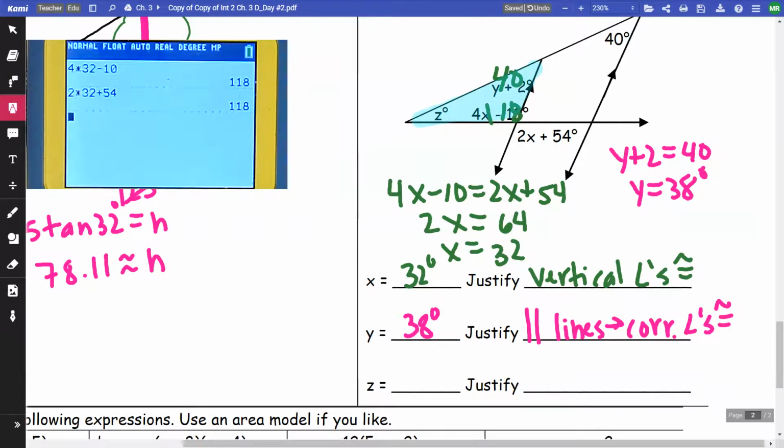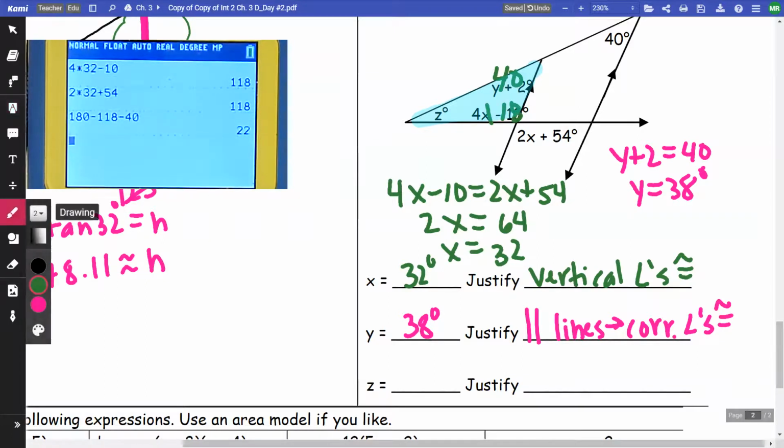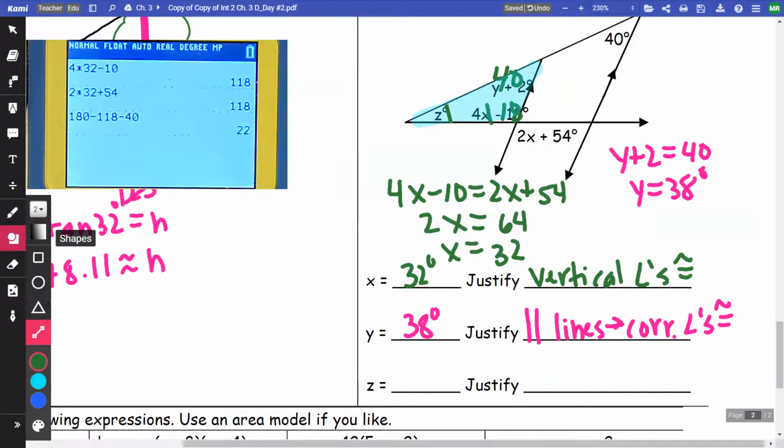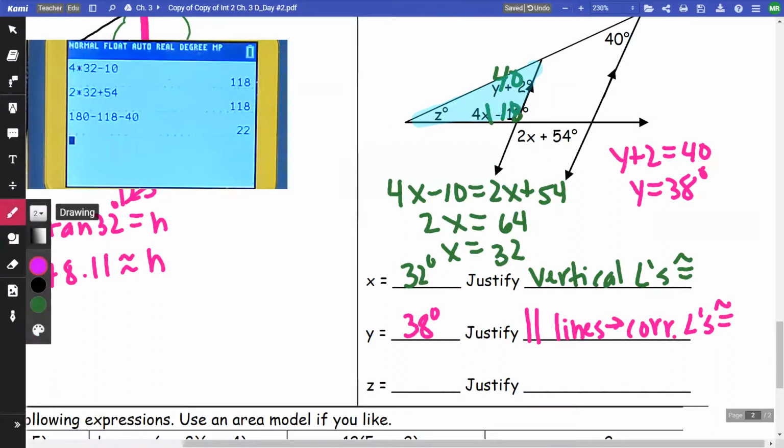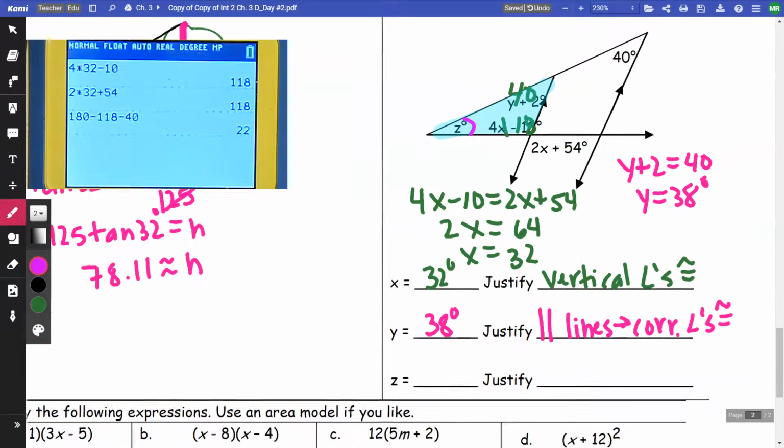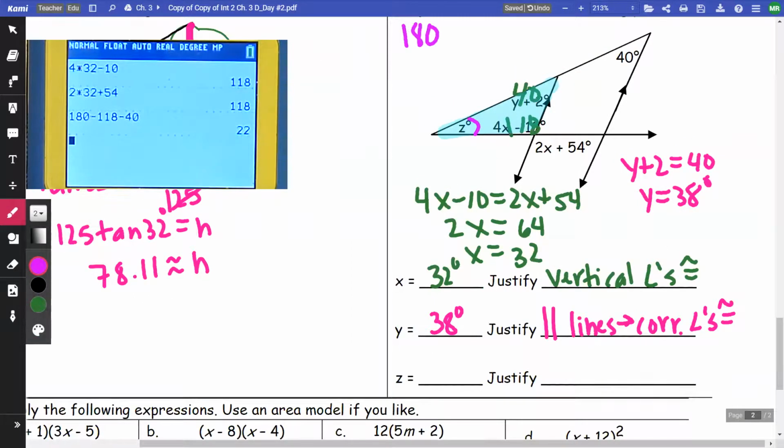So now when I'm looking here, I have a triangle, and I know the angles in a triangle add up to 180. So I'm going to take 180 minus 118 minus 40, and I'm going to get 22 degrees. For this angle here, again, I took 180 minus 118 minus 40, and I got 22 degrees. So this is 22 degrees, and this is by triangle angle sum theorem.